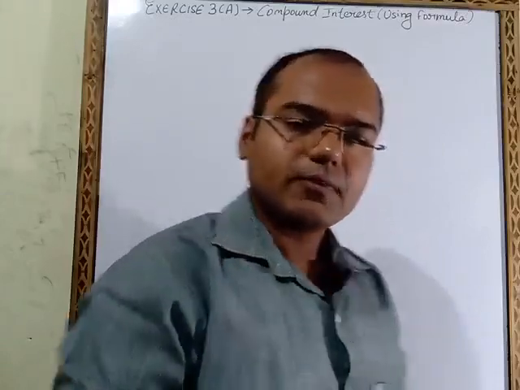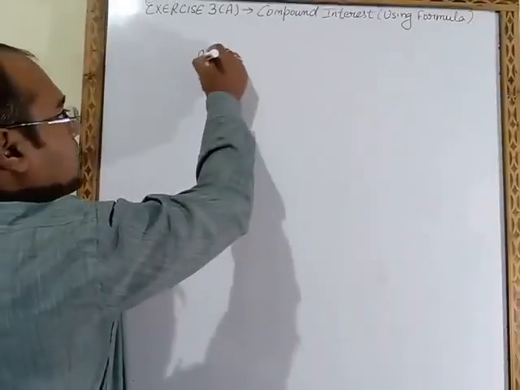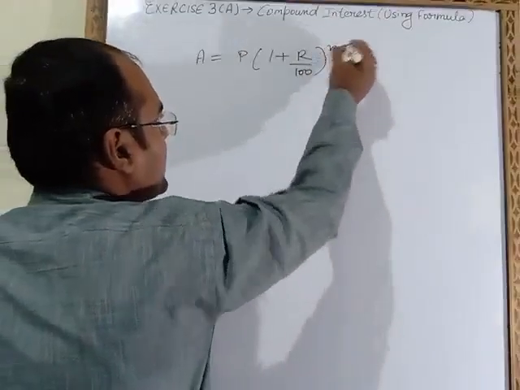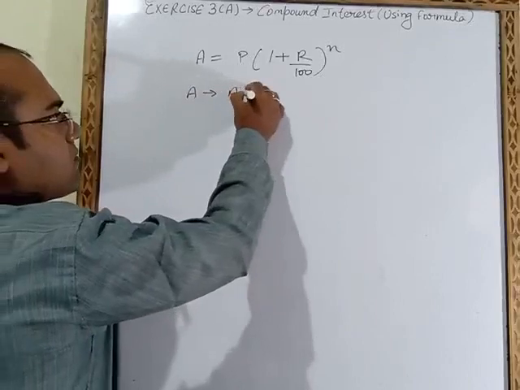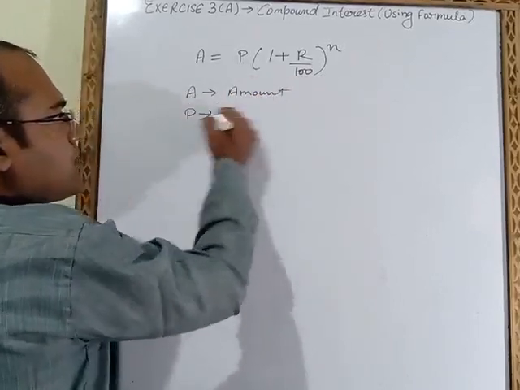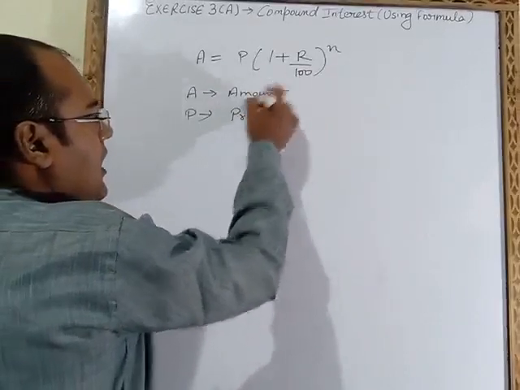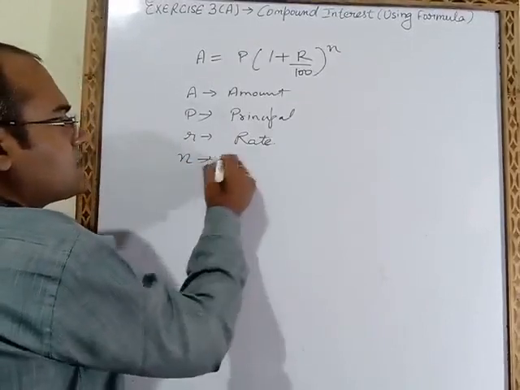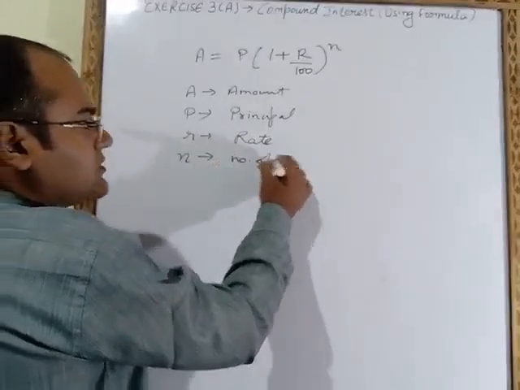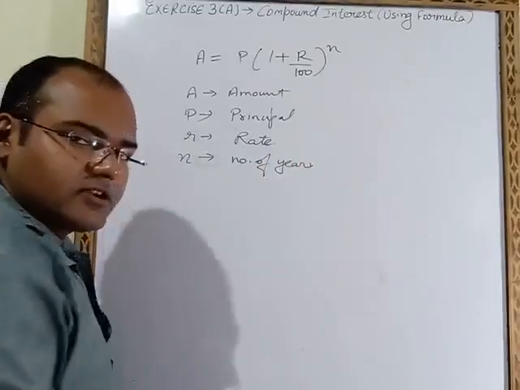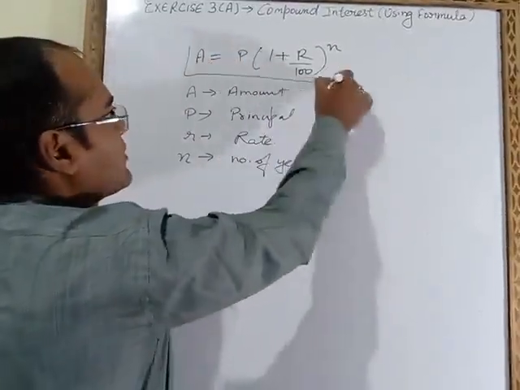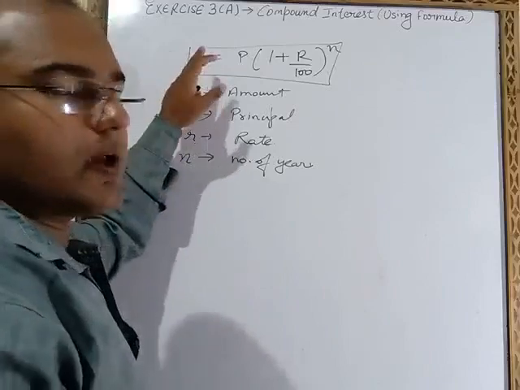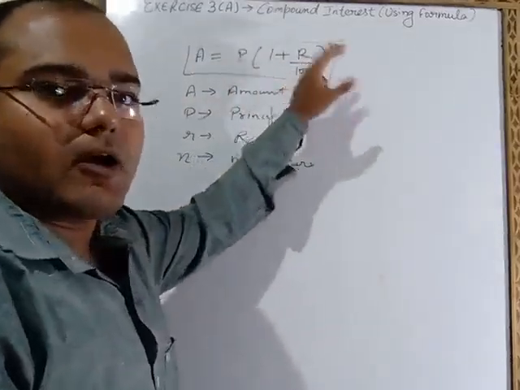The first formula is for amount. Amount is equal to P bracket 1 plus R upon 100 power n. Here A represents amount, P denotes principal, R stands for rate of interest, and n means number of years. This is the formula which you have to remember for this chapter. In order to calculate amount, you have to use this formula: A = P(1 + R/100)^n.